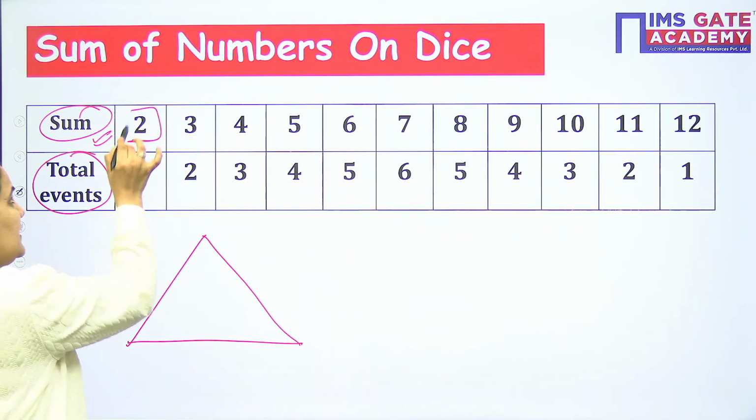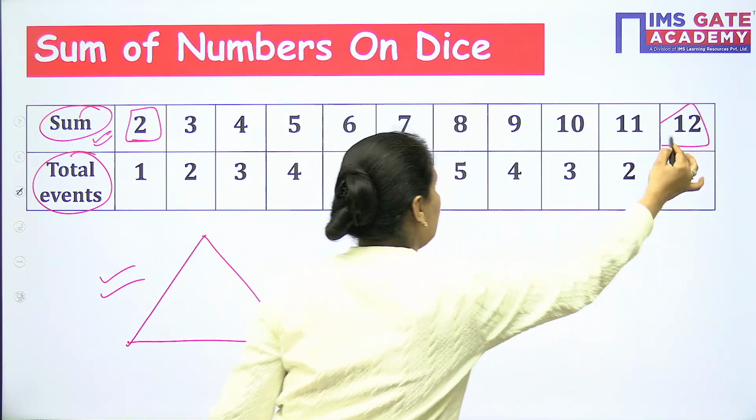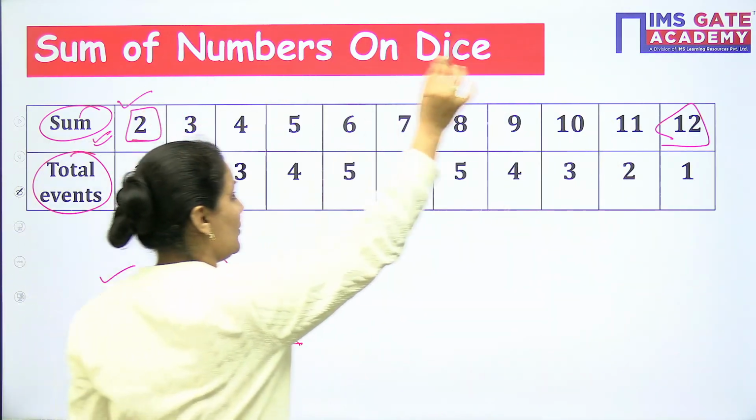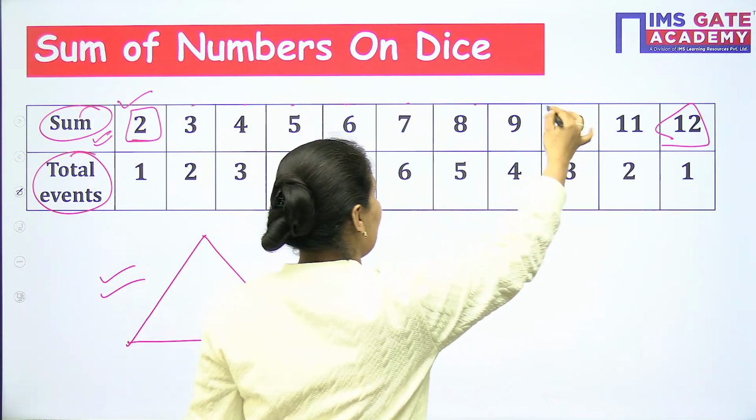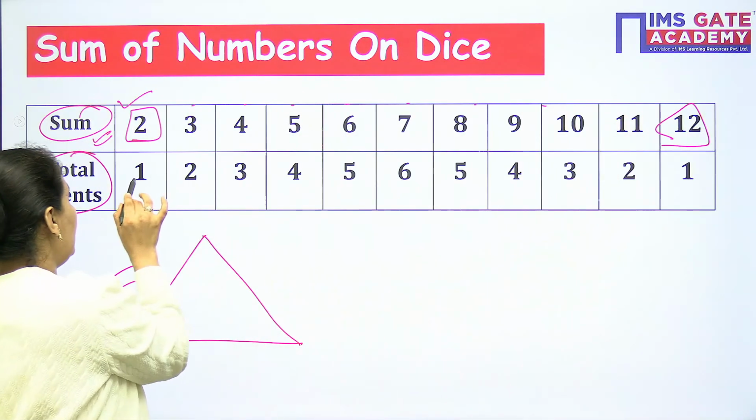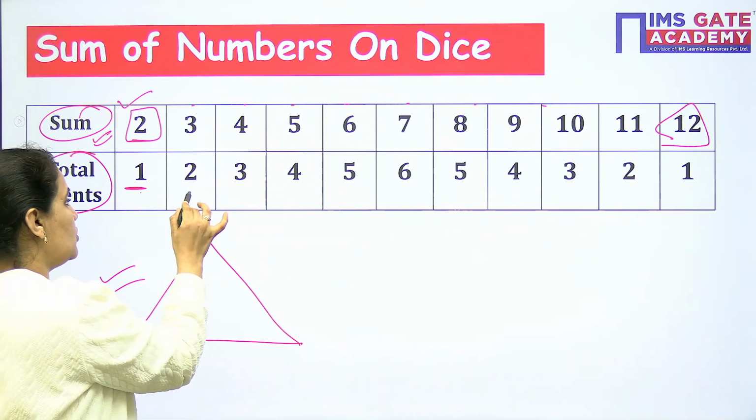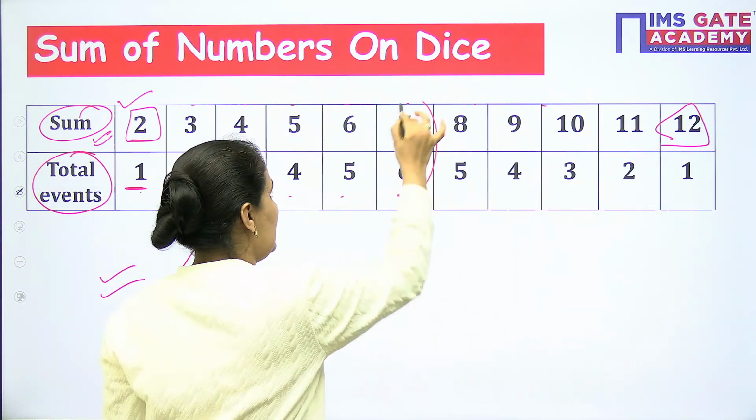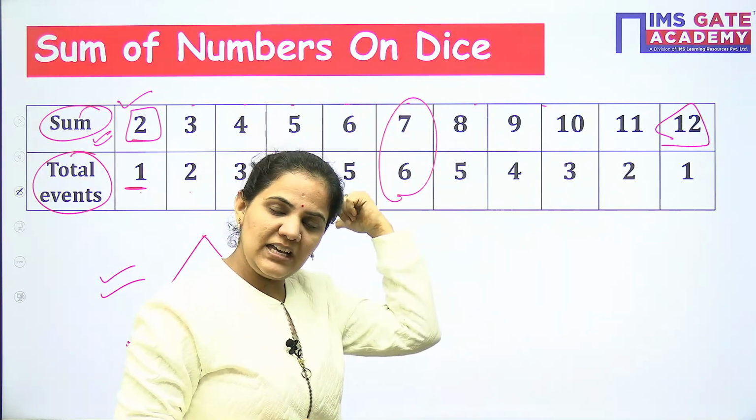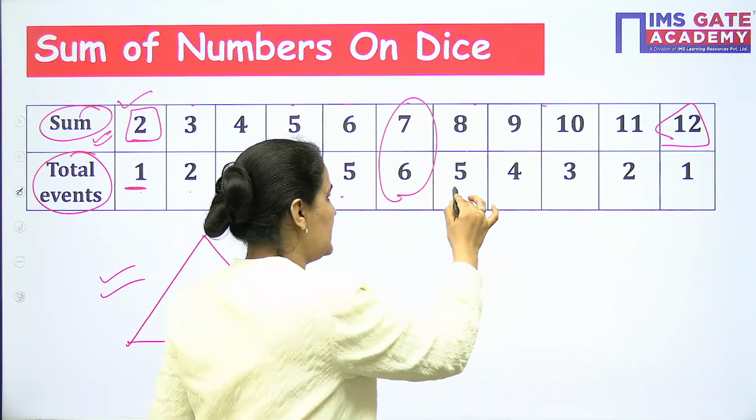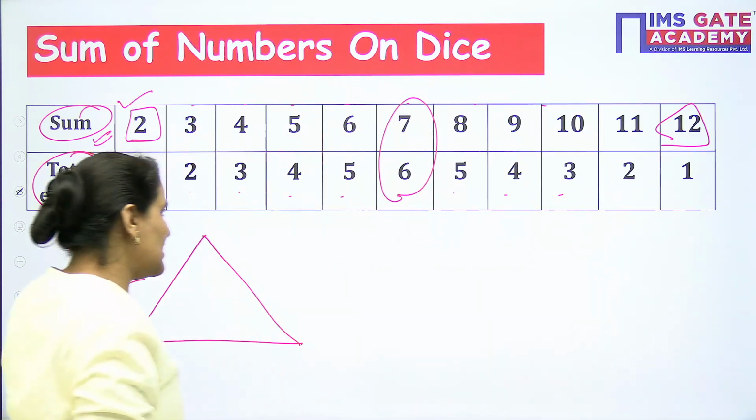As the minimum sum is 2, the maximum sum is 12. You can start from 2, you can end on 12. So 3, 4, 5, 6, 7, 8, 9, 10, 11, 12. So here the total events will be 1, 2, 3, 4, 5 and 6. After 6 you have to do the reverse counting as we did in the triangular form. It is 5, 4, 3, 2, 1. So this is the table form.